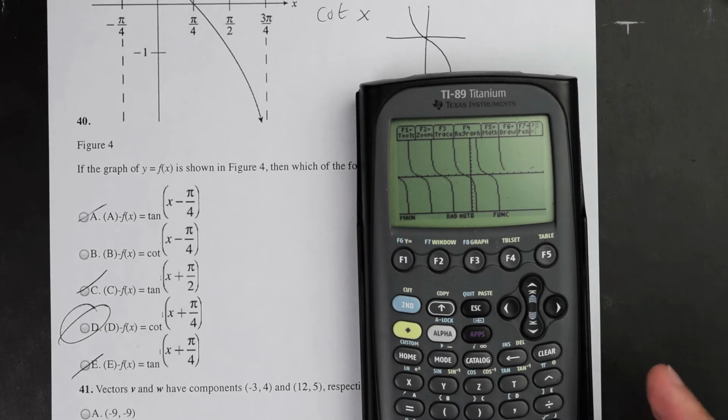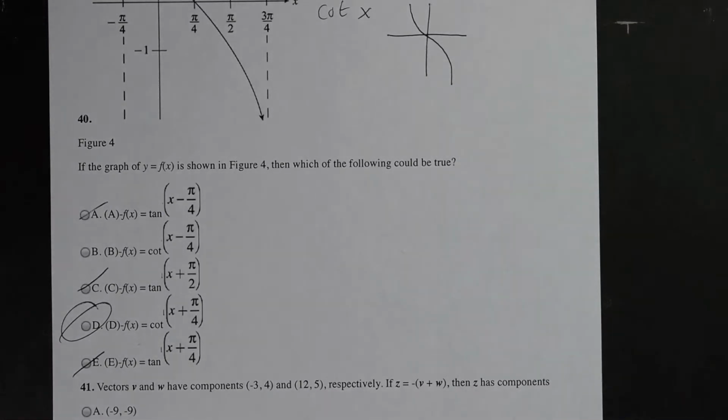And thus for number 40 I was able to get to the answer D. And that concludes my explanation for number 40. So I'm going to go ahead and continue.